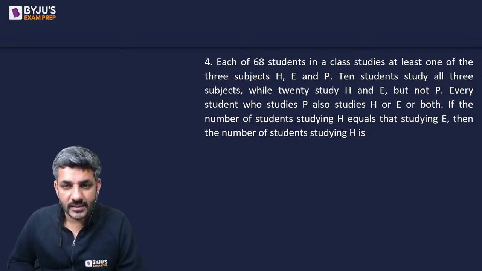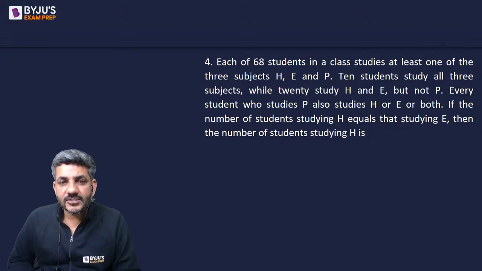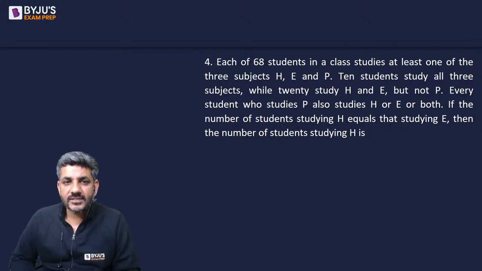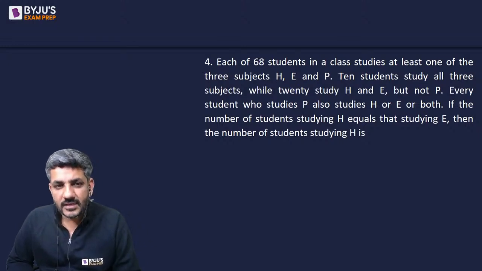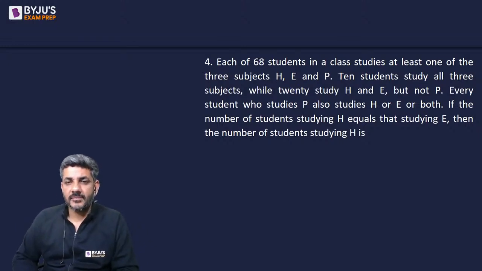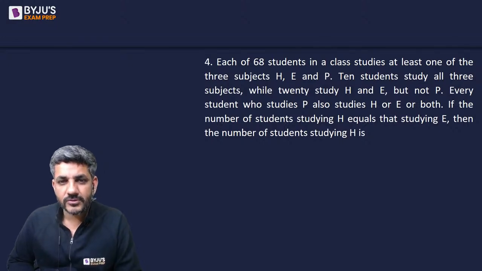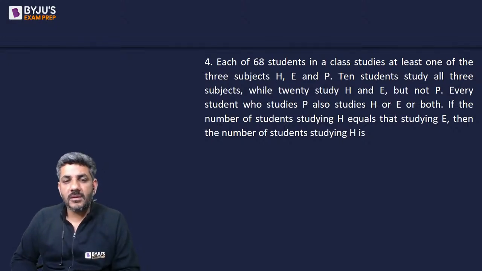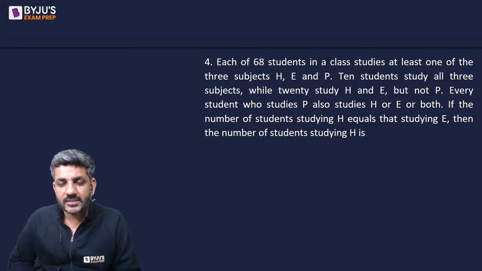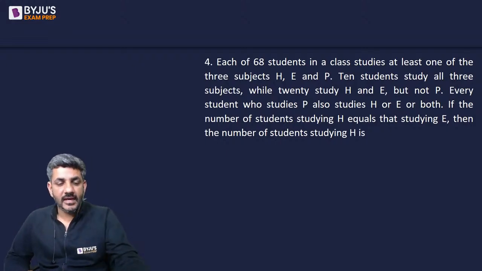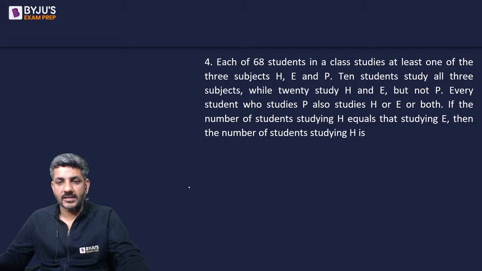So let's start solving. Each of 68 students in a class studies at least one of the three subjects H, E and P. 10 students study all the three, while 20 students H and E but not P. Every student who studies P also studies H or E or both. If the number of students studying H equals the number of students studying E, then the number of students studying H is what? Let's start solving it.